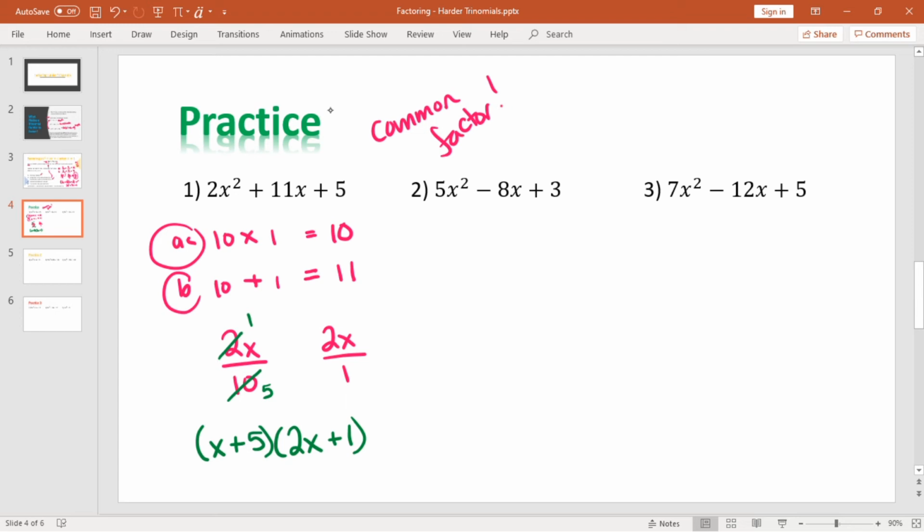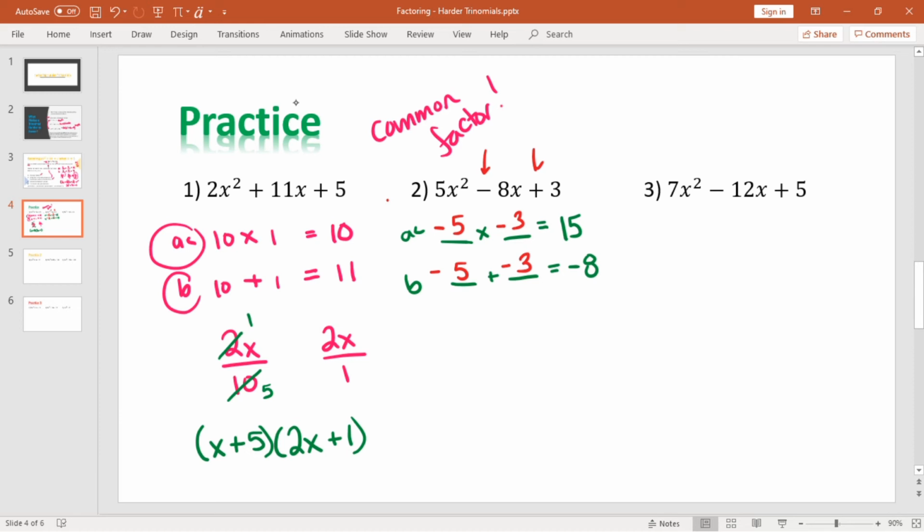Okay, number 2, our AC line and our B line. So we're looking to multiply to 15, 5 times 3, but also combine to negative 8. So I know that both of my factors will be negative, just because B is negative and AC is positive. So I'm going to sneak these in. What factors of 15 make 8? Not 15 and 1, has to be 5 and 3. Okay, so far so good.